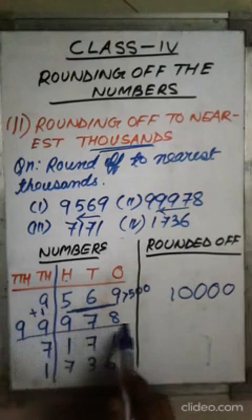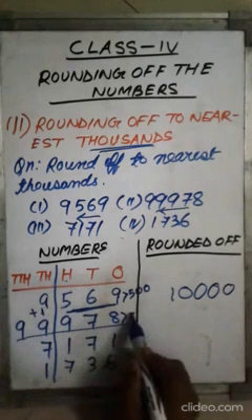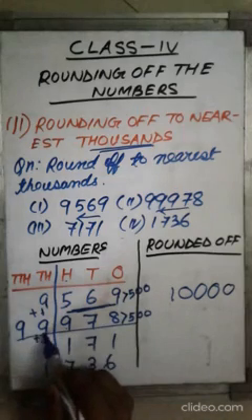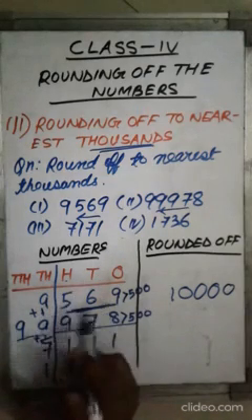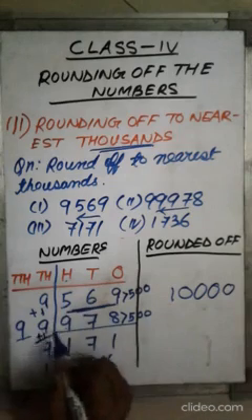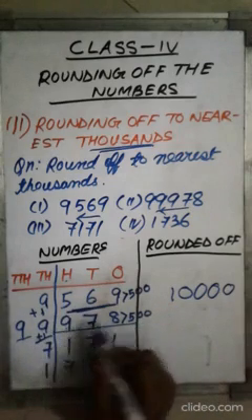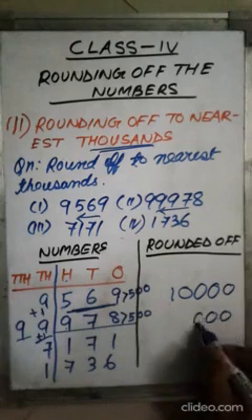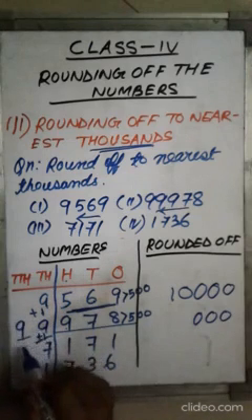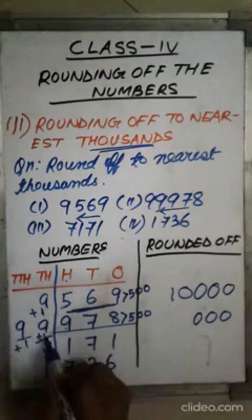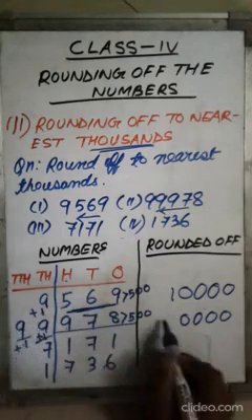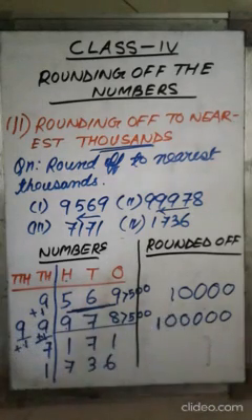For this digit, this is greater than 500, so 1 will be added to this. 1 will be added to 9. For these 3 digits, I shall put 0. 9 plus 1 is 10, so 1 will be carried to the next digit. 9 plus 1 is 10. So 1 will be carried to the next digit. So 9 plus 1, that will be 10.